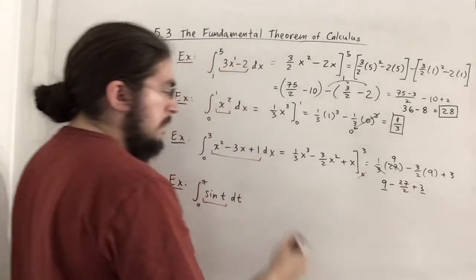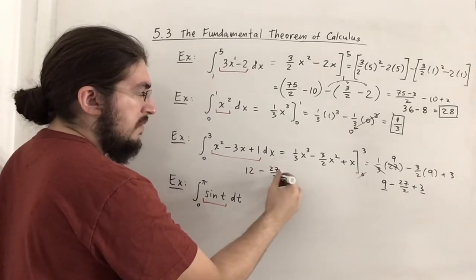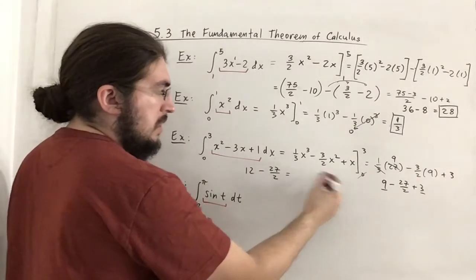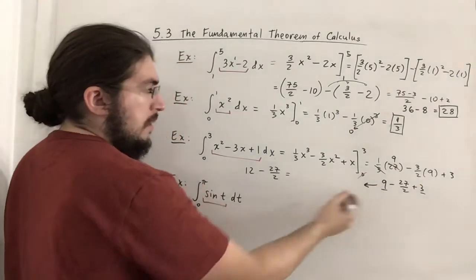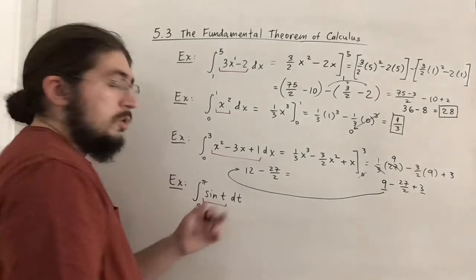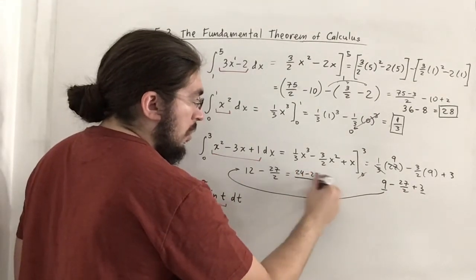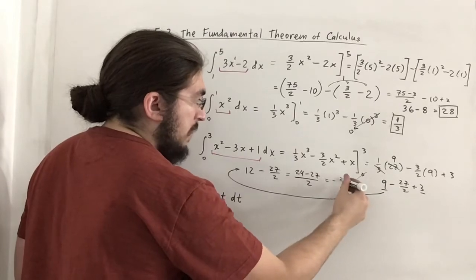Notice 9 plus 3 combined to 12, so let me write our result over here. We have 12 minus 27 over 2. Or I guess we can swing it this way if you like, maybe that's better. So 12, notice, is 24 over 2, so this is 24 minus 27 all over 2, which is negative 3/2.